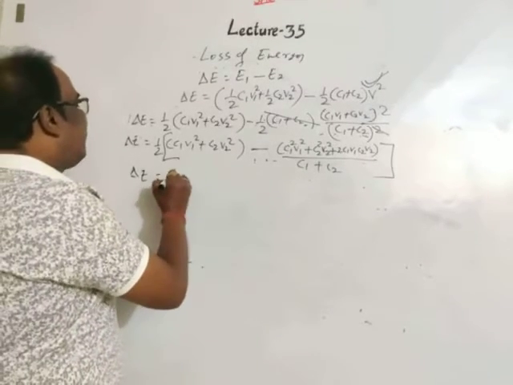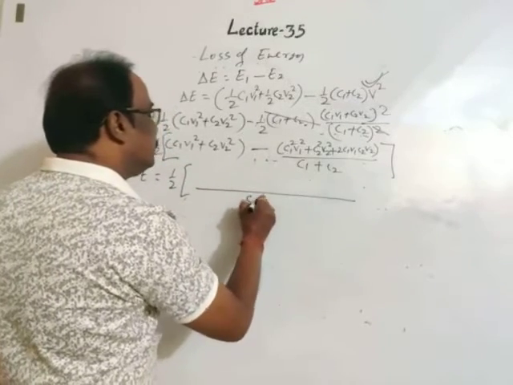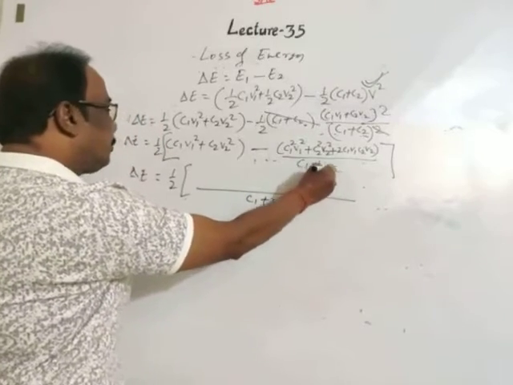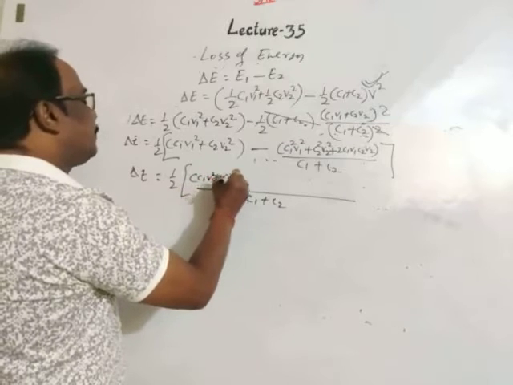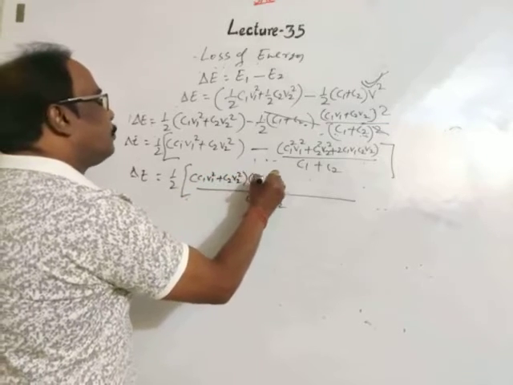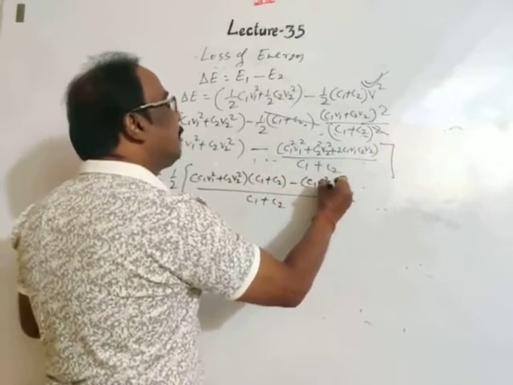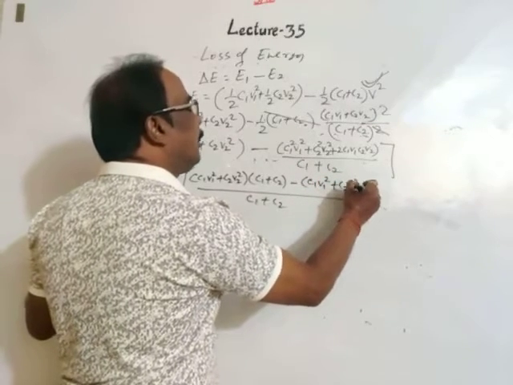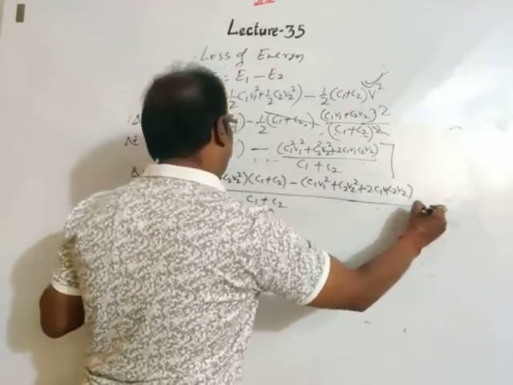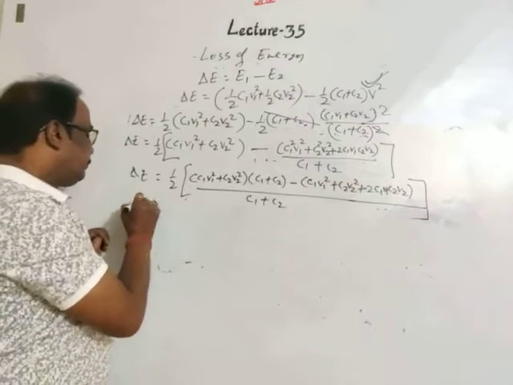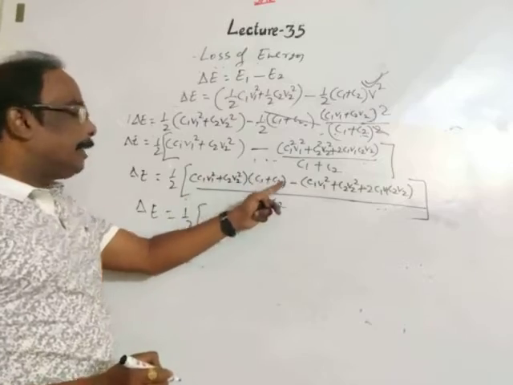Okay. Half, LCM (C1 + C2), then multiply: (C1V1 square + C2V2 square) into (C1 + C2) minus (C1 square V1 square + C2 square V2 square + 2 C1V1 C2V2). Okay. Now, very easy. Half. First multiply C1, then multiply C2.